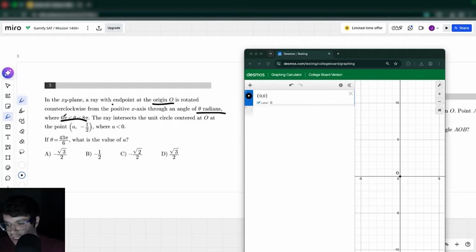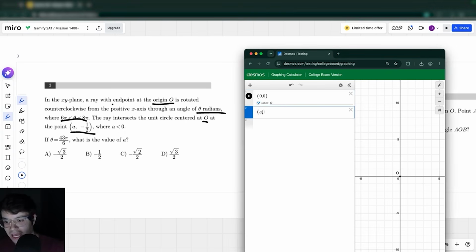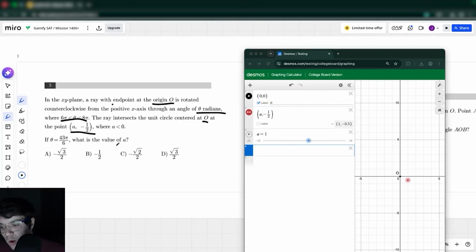It's not really that confusing, but we know that the radians amount must be between 6 pi and 8 pi. And then it says it intersects the unit circle at the point a, negative 1/2, where a is less than 0. So I can go ahead and write a and then negative 1/2 as well, and then put a slider for a. So what would be the value of a? They actually even just give us the radians. We see here that the radian amount is 43 pi divided by 6. So that makes this problem a lot easier than it maybe would have been otherwise.